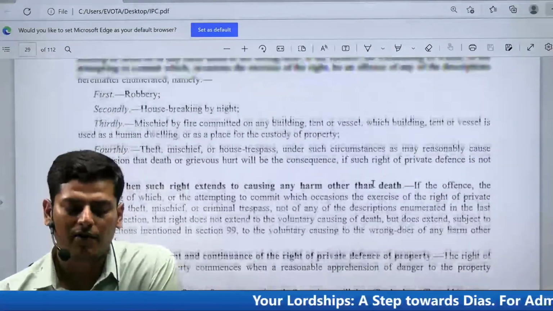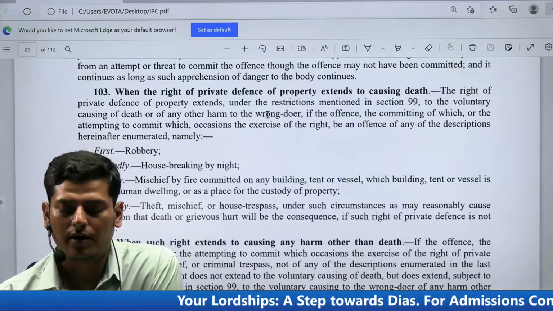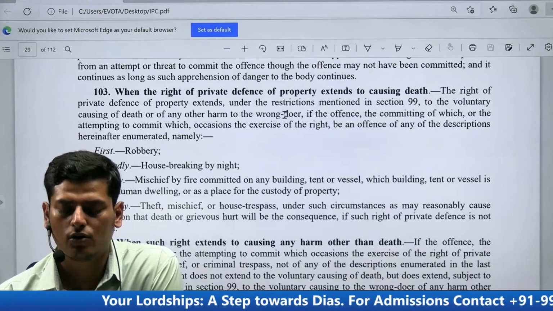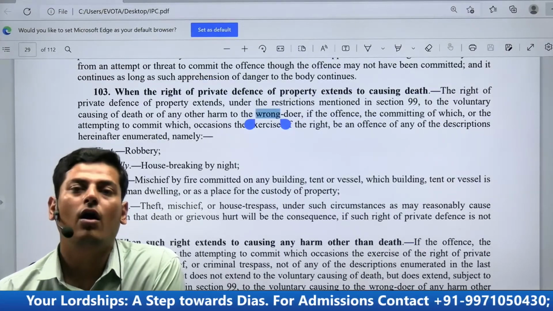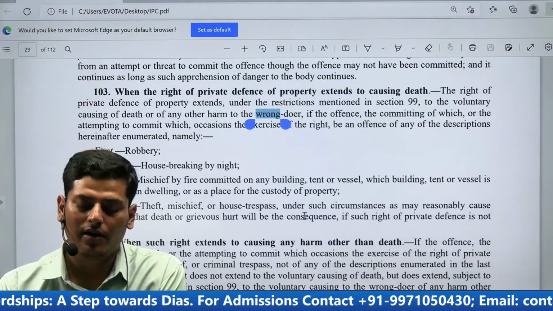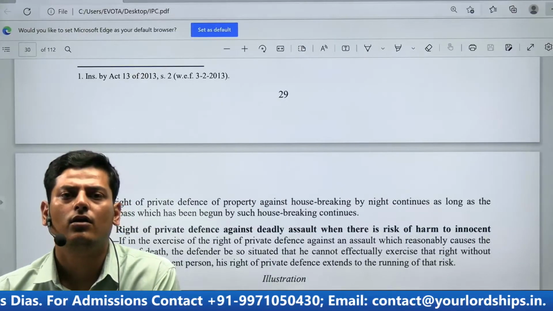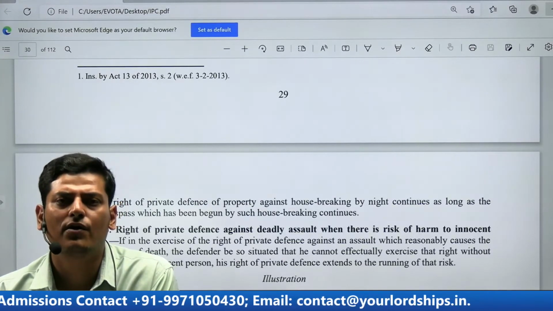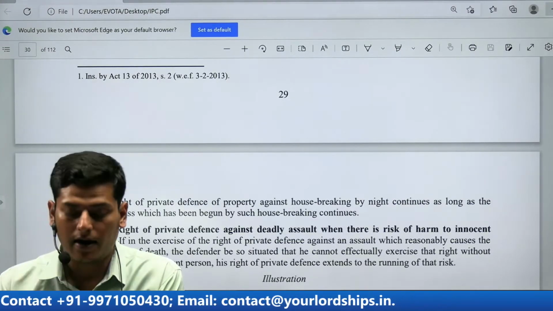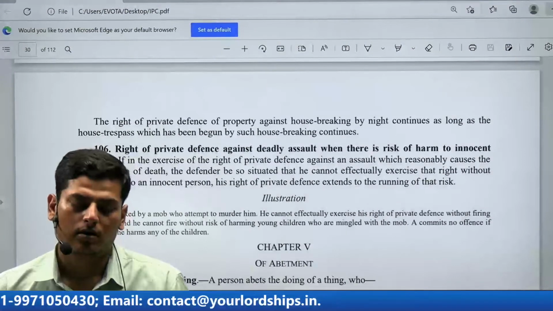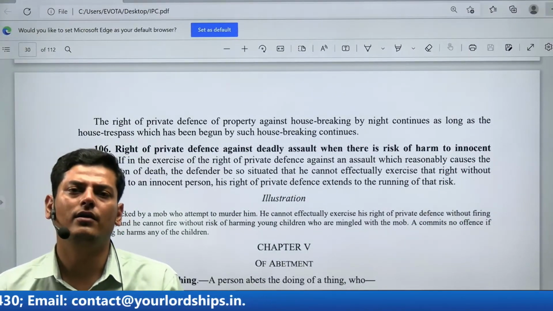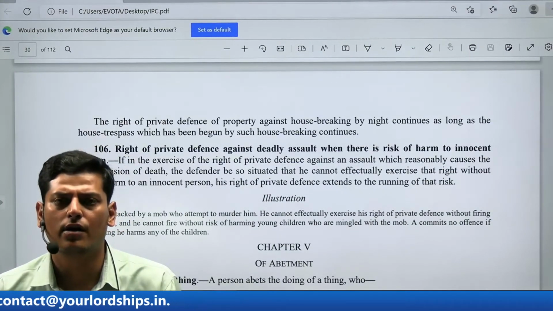Similarly, in the right of private defense of property, it is extended against whom? Against the wrongdoer. So, right of private defense generally extends against whom? Either the assailant, in the case of right of private defense against body, and against the wrongdoer if he is basically exercising the right of private defense against property.